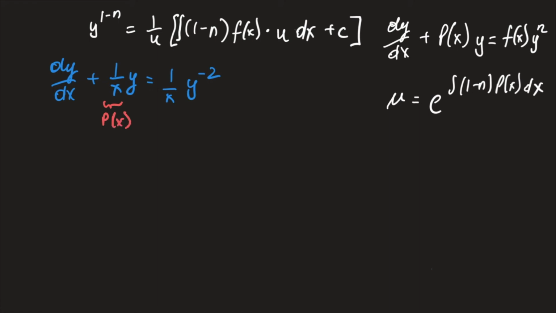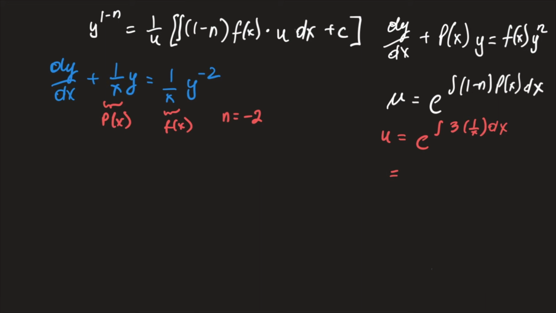Next to my y to the n power is my f of x. Notice my n in this example is negative 2. So now I'm going to find the integrating factor u, which is equal to e to the integral of 1 minus n, which will be 1 minus negative 2, which turns out to be 3. So negatives make a positive, times p of x, which is 1 over x dx.